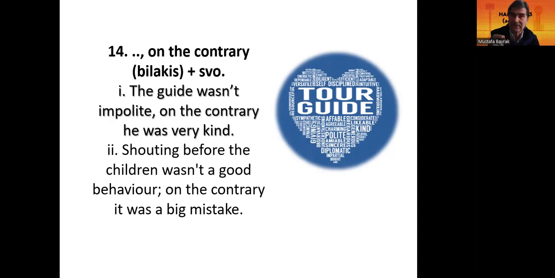Contrary to the fact, we can say like it, contrary to the fact, as opposed to the common belief. For example, the guide wasn't impolite. Okay, so we can say the guide wasn't impolite. On the contrary, he was very kind. Okay. Shouting before the children wasn't a good behavior. On the contrary, it was a big mistake. Yes.